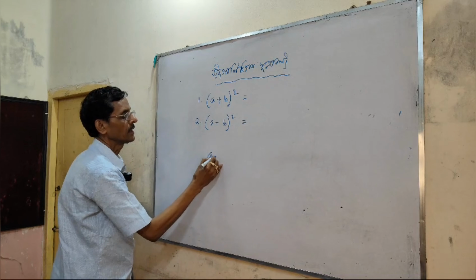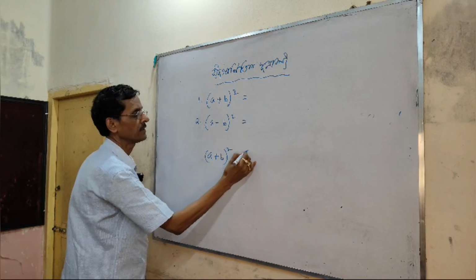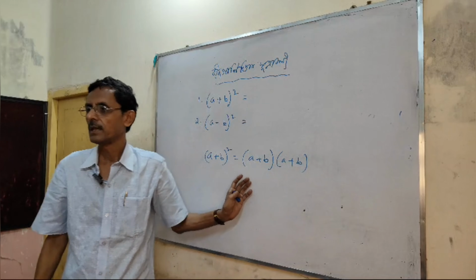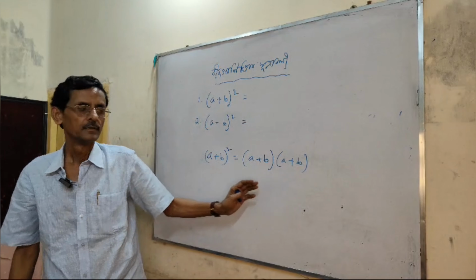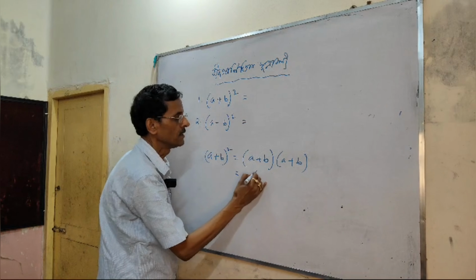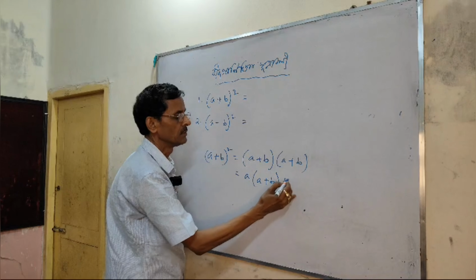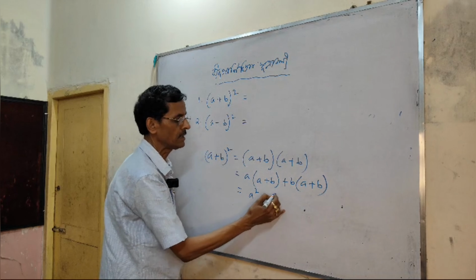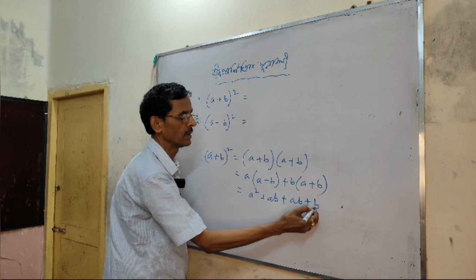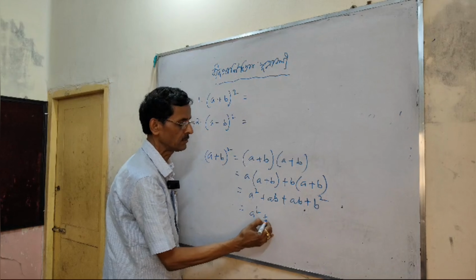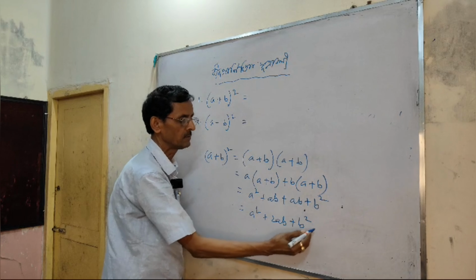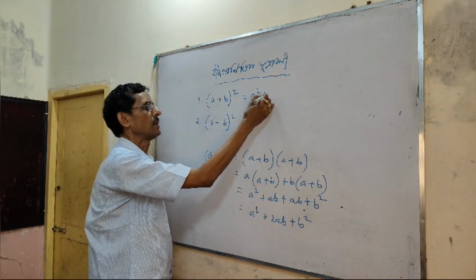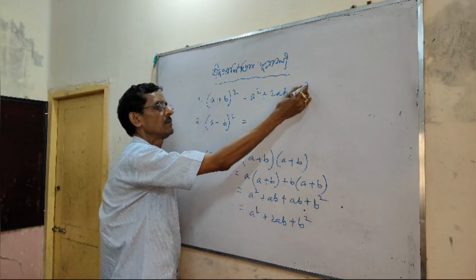a plus b whole square, that is a plus b into a plus b. Then a into a plus b plus b into a plus b, that is a square plus ab plus ab plus b square, that is a square plus 2ab plus b square. So a plus b whole square is a square plus 2ab plus b square.